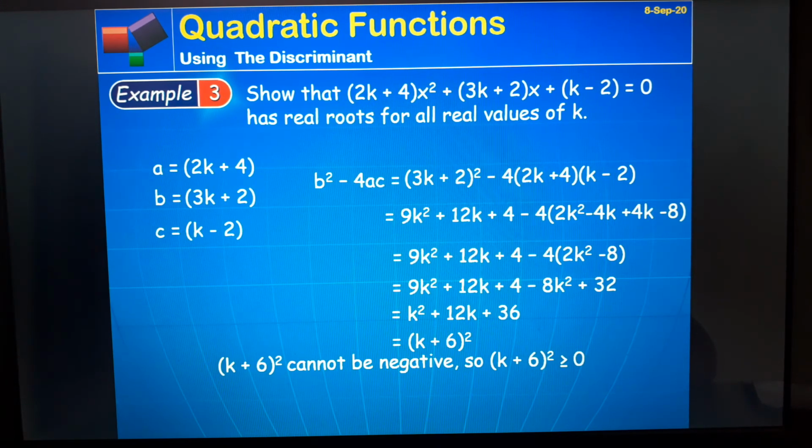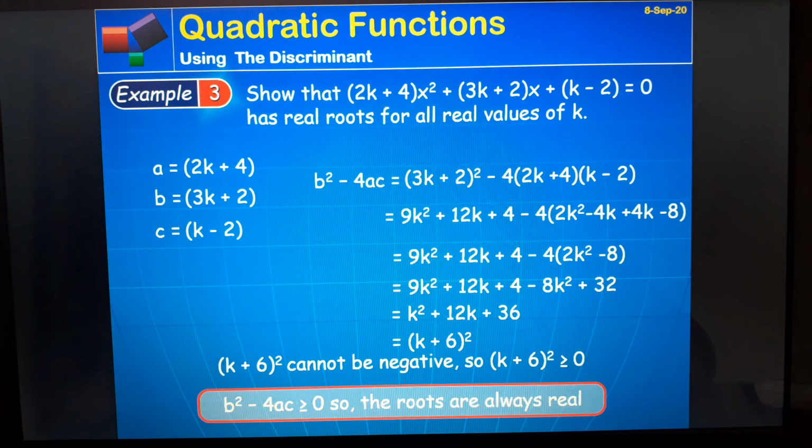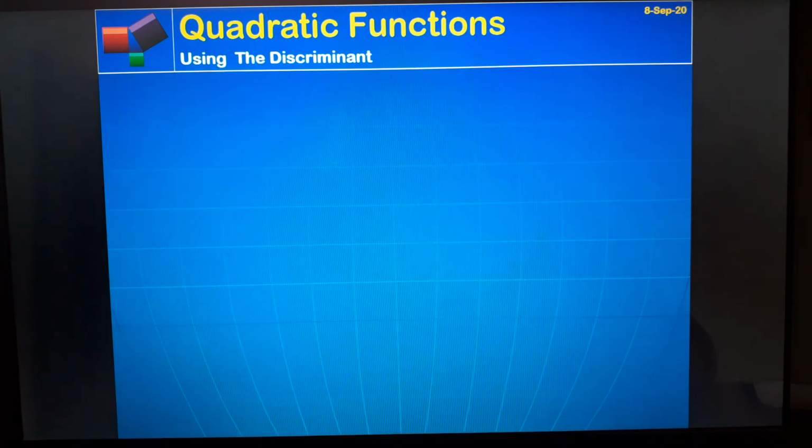So (k + 6)² is greater than or equal to 0. And remember, your (k + 6)² was your discriminant. So b² − 4ac is greater than or equal to 0. So the roots are always real. Now, this is taking the question to a higher degree of difficulty. And as always, ask your teacher for an extra explanation if you are unsure about this. It is a more difficult question.